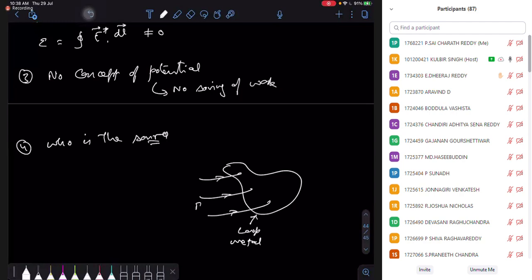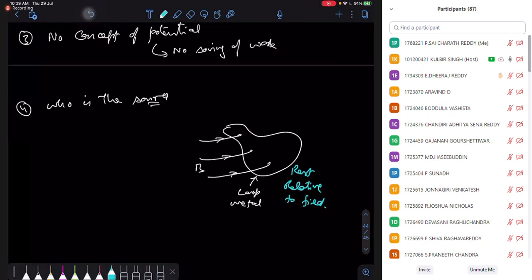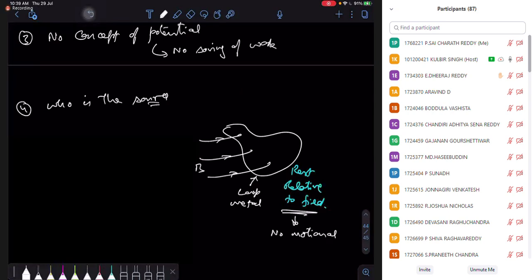Magnetic field is here, it's crossing over this one. Now this loop is at rest relative to the field. If I say it is at rest relative to the field, I mean to say that there is no motional EMF possible here, because motional EMF comes if you have relative motion. If you have no relative motion, no motional EMF is possible.